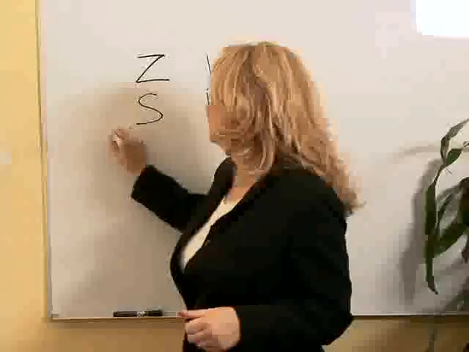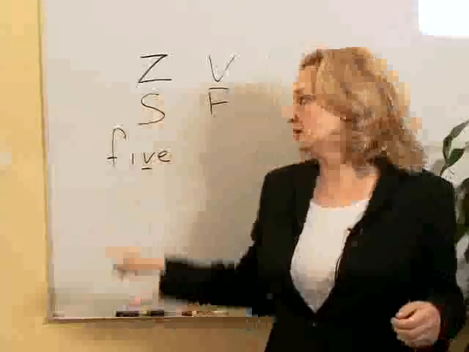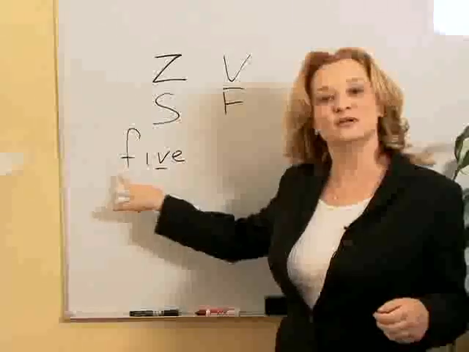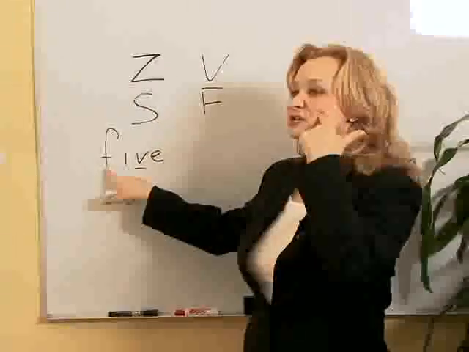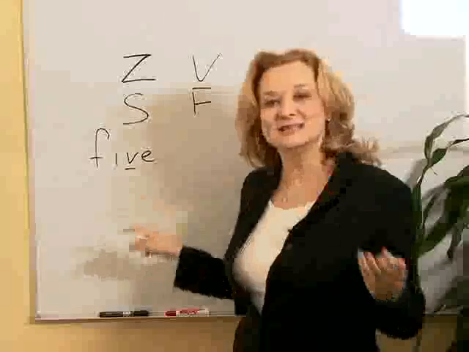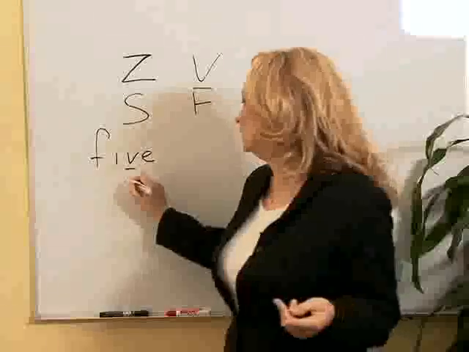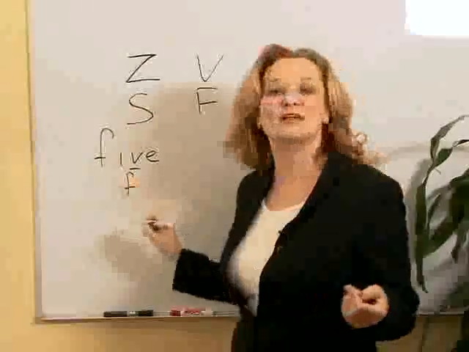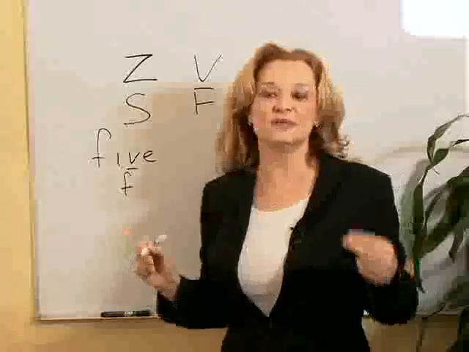Let me show you. For example, look at the word five. We have F and V. We have voiceless and we have voiced. So you have to change from up here to down here. Five. In some languages, that doesn't happen, and the common mistake would be for people to say fife. Give me five dollars instead of give me fife dollars.